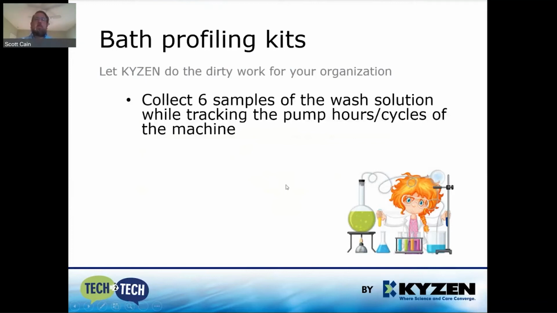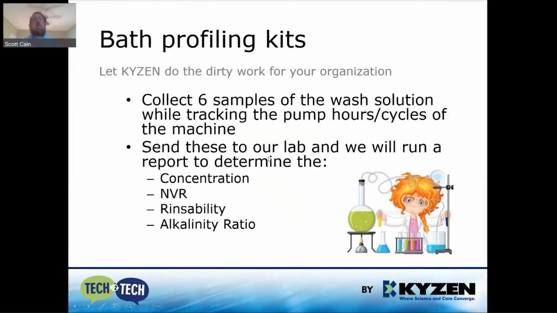What will happen is we'll send out 6 bottles, and we'll ask you to collect samples maybe twice a month or every 2 weeks. We want you to record the pump hours and the cycles on the machine with those samples. Then we'll collect all 6 of those and send them to our lab in Nashville, or wherever your local analytical lab is, and we're going to run a report.